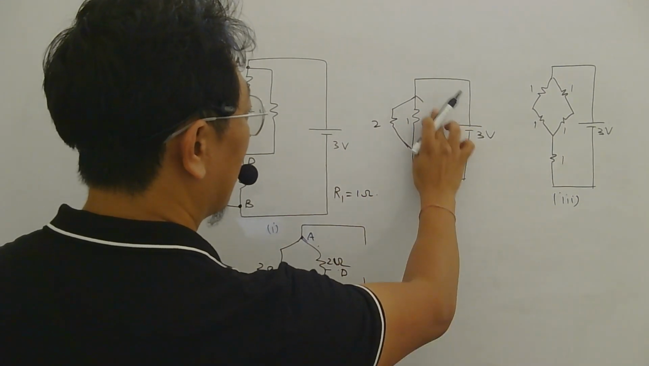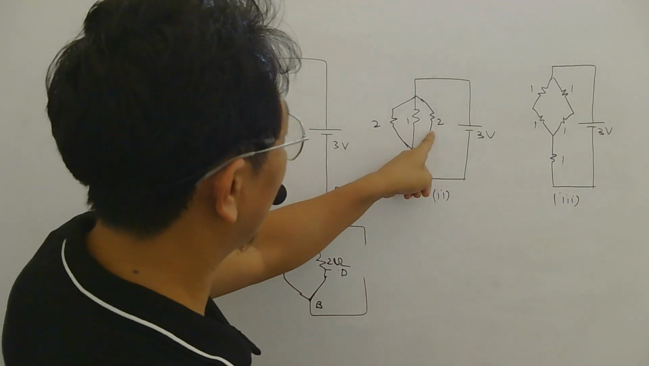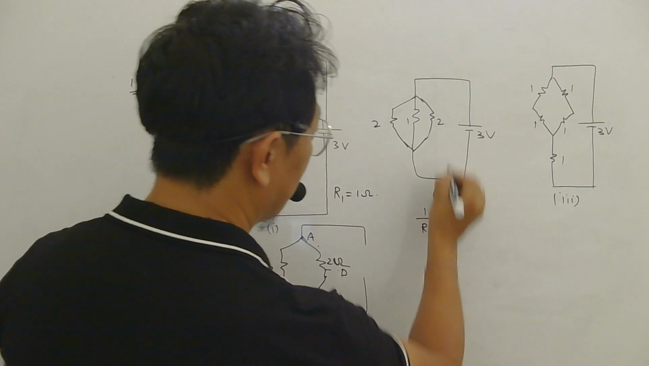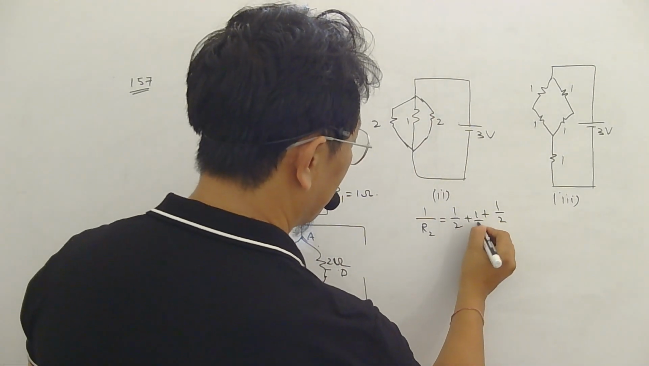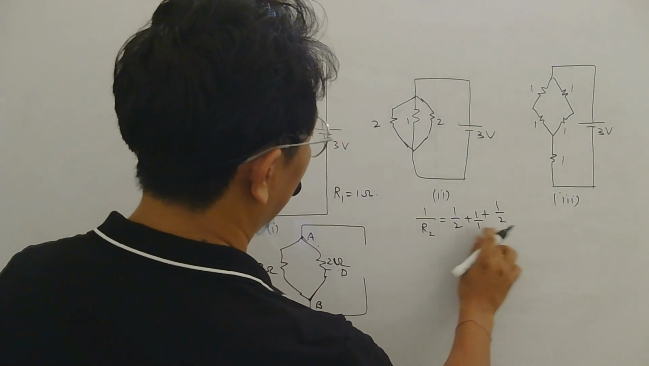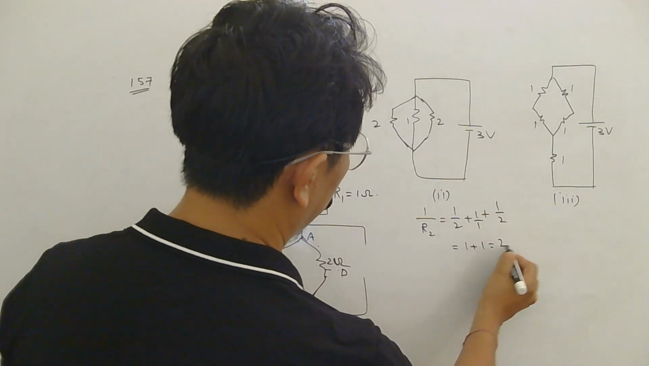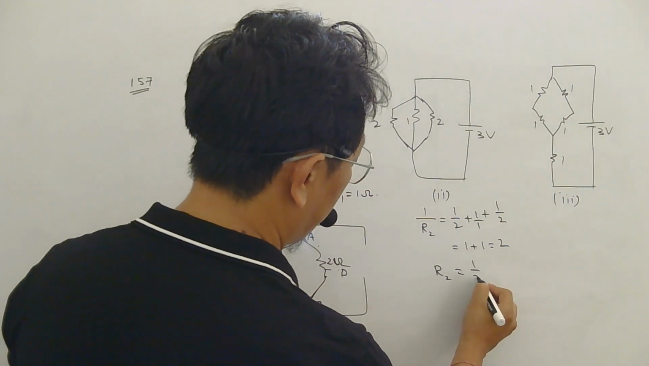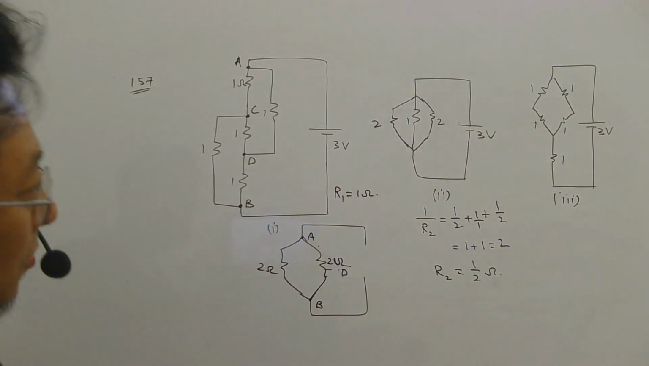This one are also in series, 2 ohm, and this 2, this 1 and this 2 are in parallel. So equivalent resistance in the second circuit will be 1 by 2 plus 1 plus 1 by 2. 1 by 1 is 1 only. So half plus half is 1, and this is 1 plus 1, which is 2. So resistance of this circuit will be ulta of 2, which is 1 by 2. So resistance of the second circuit is 1 by 2.